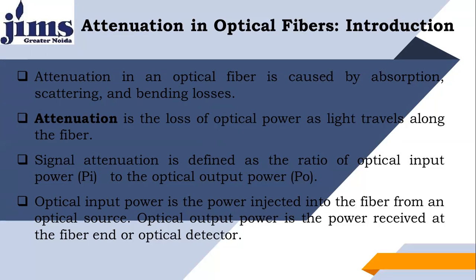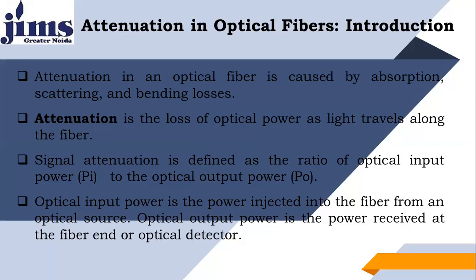So signal attenuation is defined as the ratio of optical input power to optical output power. If you want to find the attenuation of a particular fiber, you have to measure with a power meter the input power at one end of the optical fiber, and then measure the output power at the other end. If you take the ratio, then the attenuation is calculated in that manner. So signal attenuation is measured by the ratio of optical input power Pi to the optical output power Po.